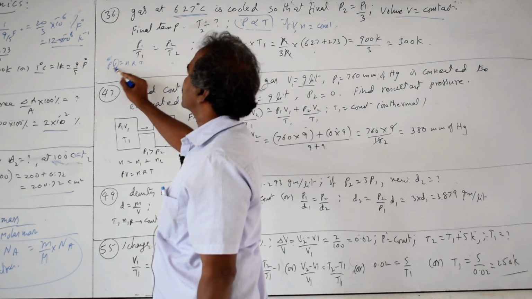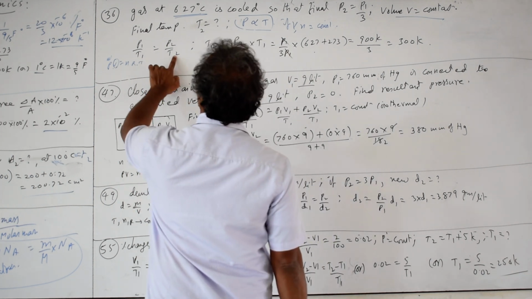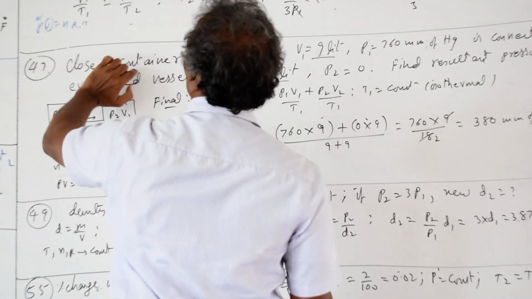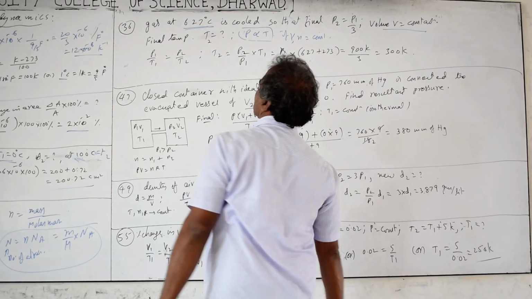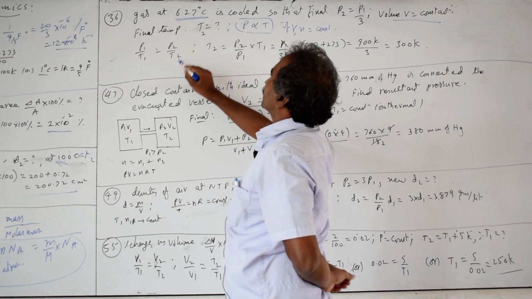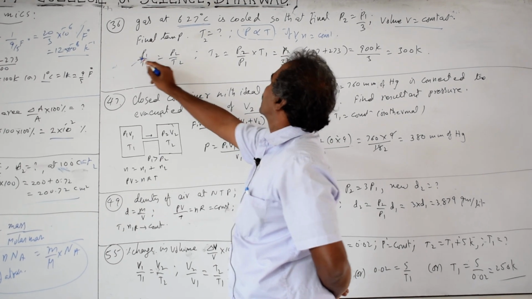V is constant, that means P by T equals a constant, with everything else remaining constant. So P is proportional to T, or P by T equals constant, meaning P1 by T1 is equal to P2 by T2. But temperature is given in the centigrade scale, so convert into the Kelvin scale by adding 273. So we want the final temperature T2 equal to P2 by P1 into T1.